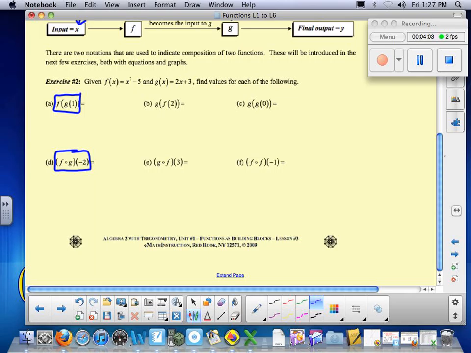This says, let's start with letter A. Take the number 1 and plunk it into the G function. So I'm going to calculate first what G of 1 is. So I'm replacing the x with the number 1 and getting an answer. I'm not done. Now I'm going to take my answer from G of 1 and plunk that into the F function and get an answer. And that is my final answer.